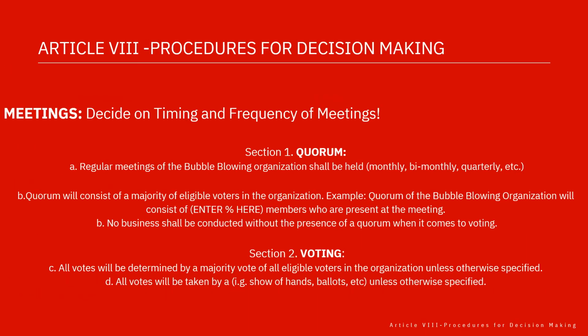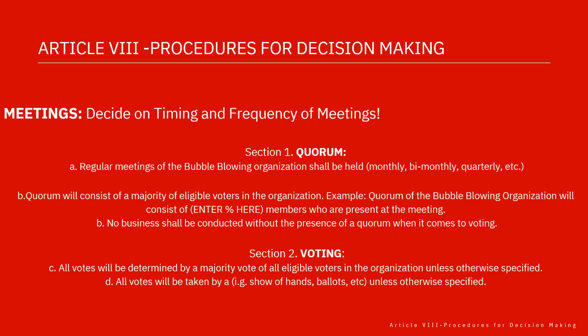Article 8, procedures for decision making. How are you going to make decisions for your student organization? I think it's very important here that you look at your meetings and decide on timing and the frequency of your meetings, as well as setting quorum. What does it look like for your organization to meet quorum? Is that 2/3 of your organization being in attendance? 50%? You can make that decision, and we have some examples here.